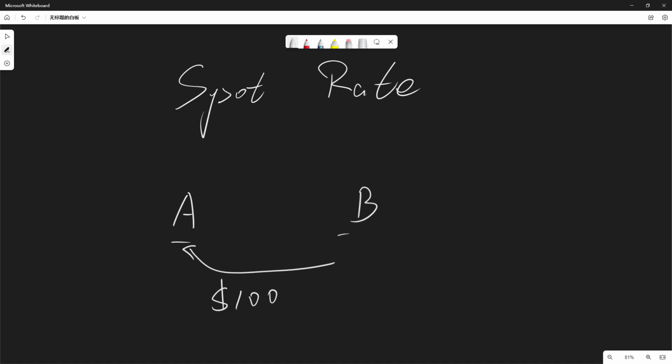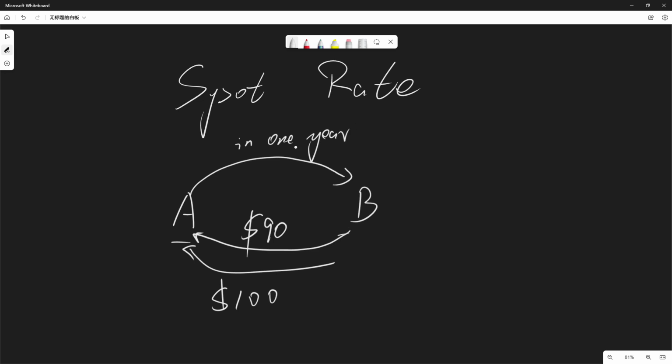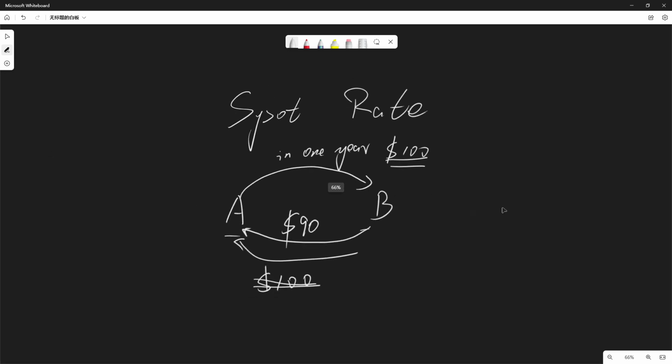B said, well, it's okay. So B just hands out $90 to A, but in 1 year, A will pay B back $100. So B never gives A $100. B just gives A $90, and in 1 year, A will pay B back $100. So yeah, let's analyze that transaction.